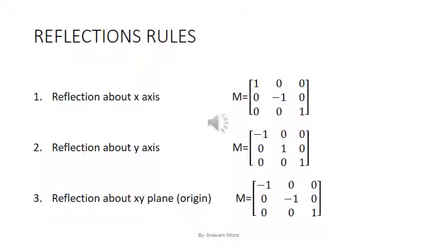Before going to the reflection rule, we know that the 3 by 3 identity matrix can be written as 1 0 0, 0 1 0, 0 0 1. Now come to the reflection rule. If we reflect any image about the x-axis, x has the same value and y has the negative sign. Reflecting any image about the y-axis, x has the negative value and y has the same value. If we reflect anything about the xy plane, that is the origin, then x and y both have negative values.